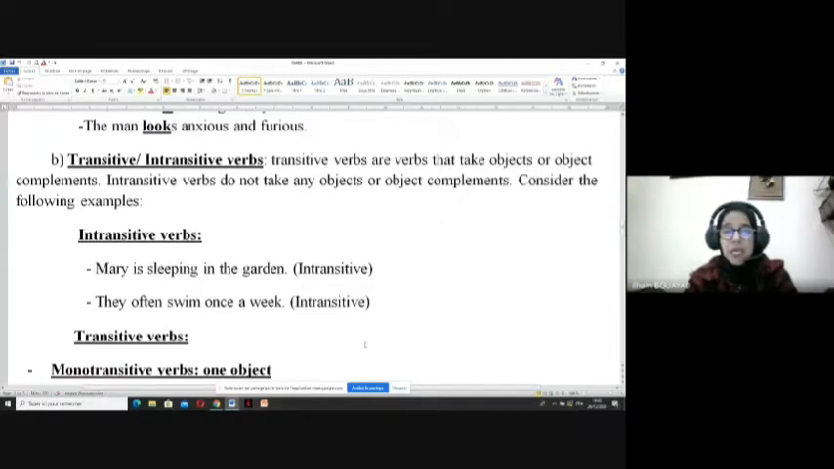Okay, and the same case for "swim" in here. "They often swim once a week." Here, swim is intransitive simply because it doesn't take any objects. It takes just "once a week." This is an adverb phrase that shows time.